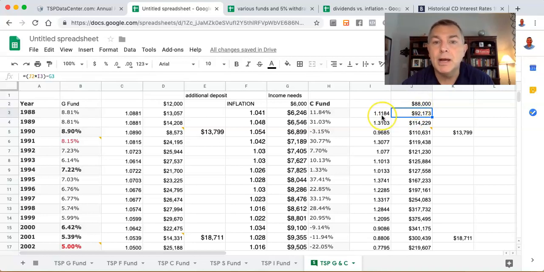We've got to times it by the rate of return we have and subtract from this amount here, the 6,246. So we're taking the beginning of the year value, timesing it by the rate of return, in this case 1.1184, and then we're subtracting the amount we need to cover our following year. I hope that makes sense.